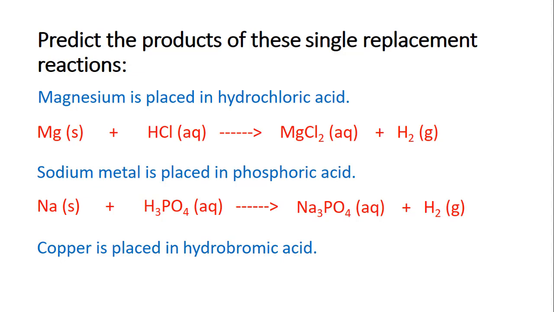The last one on this page involves copper being placed in hydrobromic acid. We've already seen several examples of copper being used, and we know that it's a very stable element. And in this particular case, again, the copper is too stable for this chemical reaction to occur. There is no chemical reaction.